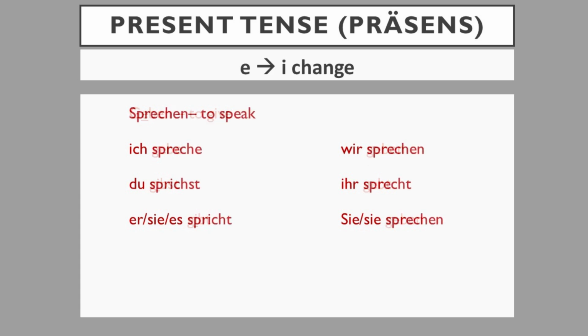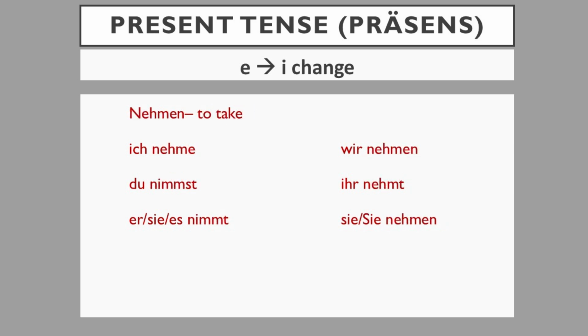Another example is sprechen, to speak. Ich spreche, du sprichst, er/sie/es spricht, wir sprechen, ihr sprecht, sie sprechen. Other examples include nehmen, to take. Ich nehme, du nimmst, er/sie/es nimmt, wir nehmen, ihr nehmt, sie nehmen.